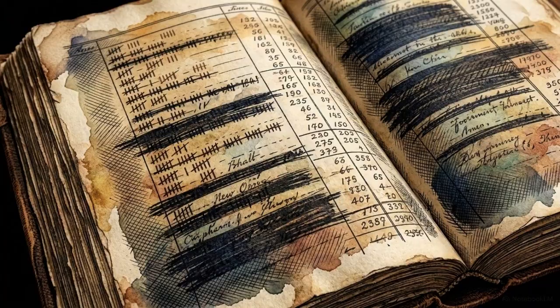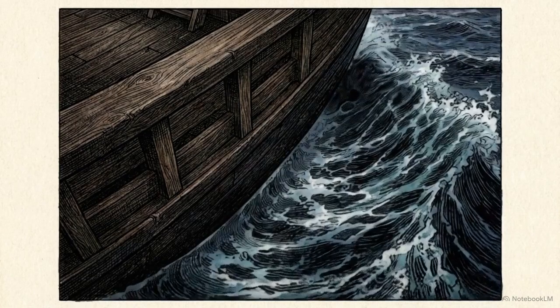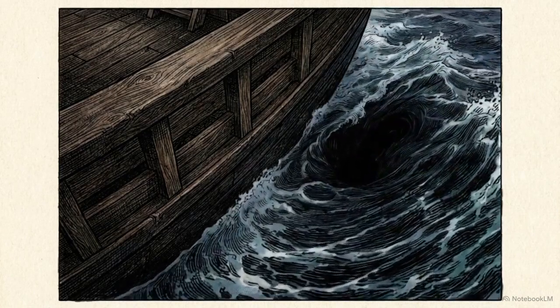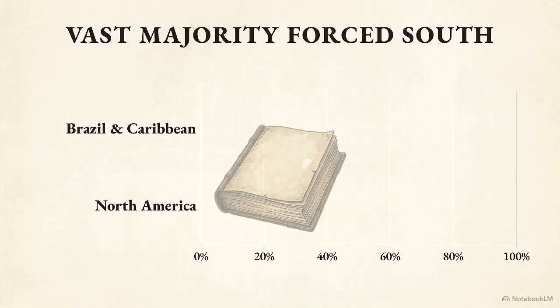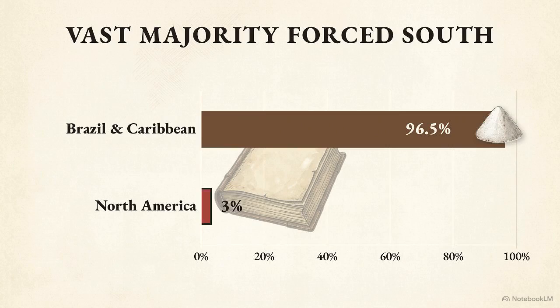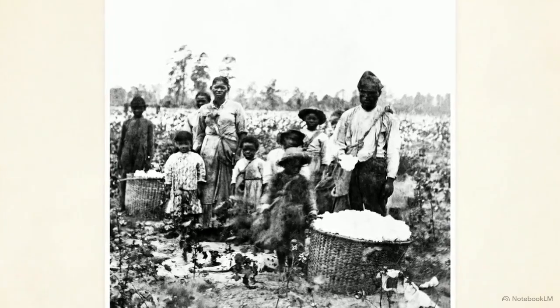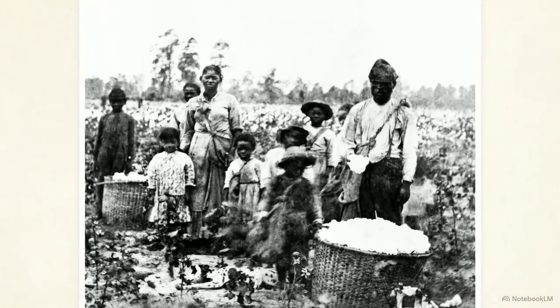The calculus of the Middle Passage was incredibly brutal. Of the 12.5 million people forced onto these ships, nearly 2 million died at sea. Looking at this breakdown of the 10.7 million survivors, you can see where they ended up. The vast majority were sent to sugar plantations in Brazil and the Caribbean. The enslaved labor produced massive quantities of raw materials: sugar, rum, tobacco, and cotton.